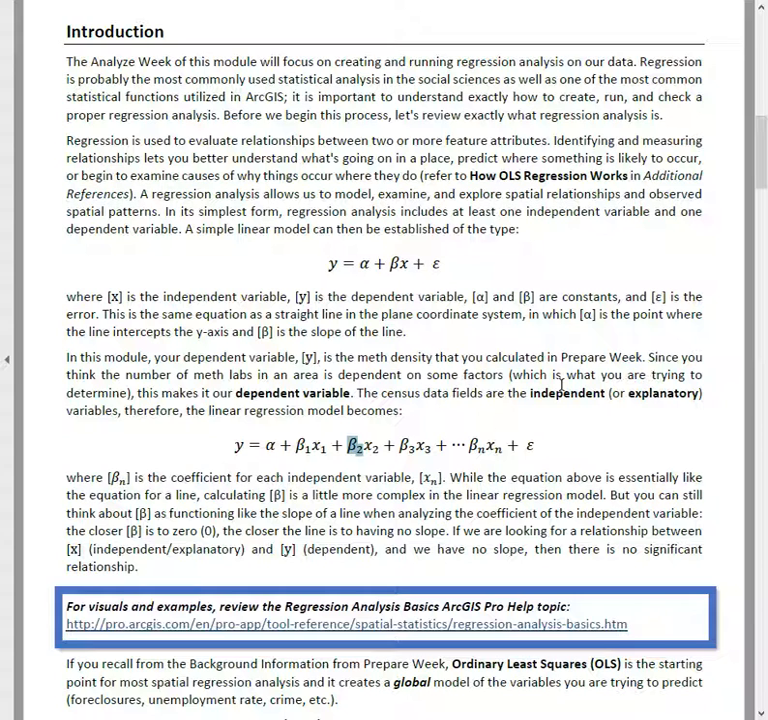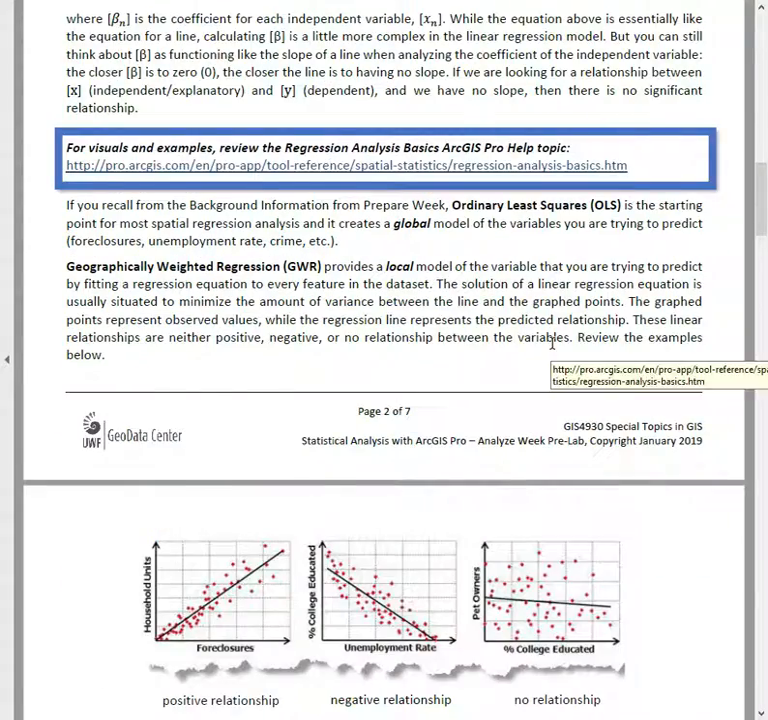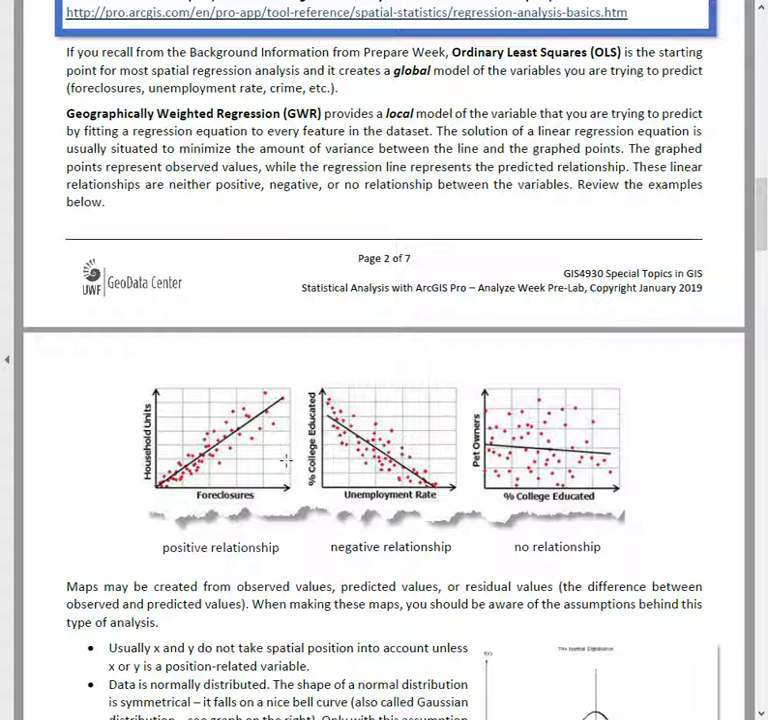Remember, the closer that the beta, the coefficient, is to 0, the closer the line is to having no slope. If there is little or no slope, then there is little or no relationship. The sign in front of the coefficient will tell you whether the relationship is positive, by having no sign, or negative, having a minus sign. Look at these three graphs. The first shows that as the presence of home foreclosures increase, the number of household units also increase. This is a strong positive relationship. If the independent variable goes up, then the dependent variable goes up.